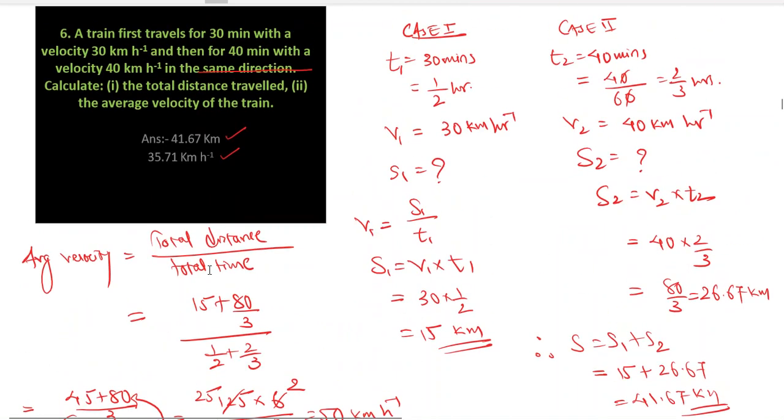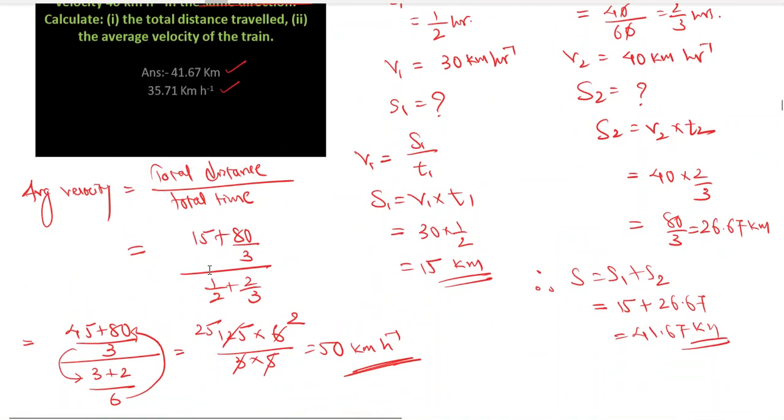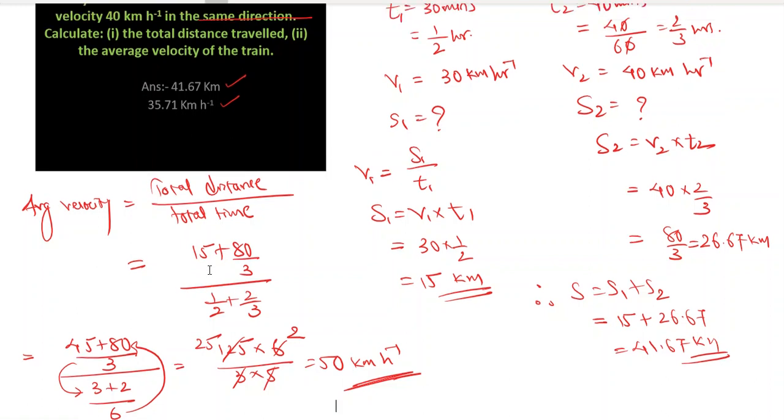The answer is not matching, 35.71. Let us see if there is any mistake. So 15 threes are 45 plus 80. That is 45 plus 80 is 125. It is correct. And below that it will be 1 by 2 plus 2 by 3, which is 3 plus 2 by 6. And 3 goes down, 6 goes up. 125 into 6 upon 3 multiplied by 5. So 3 twos are 6, 5 25s are 125. It's perfect, 50 kilometer per hour.